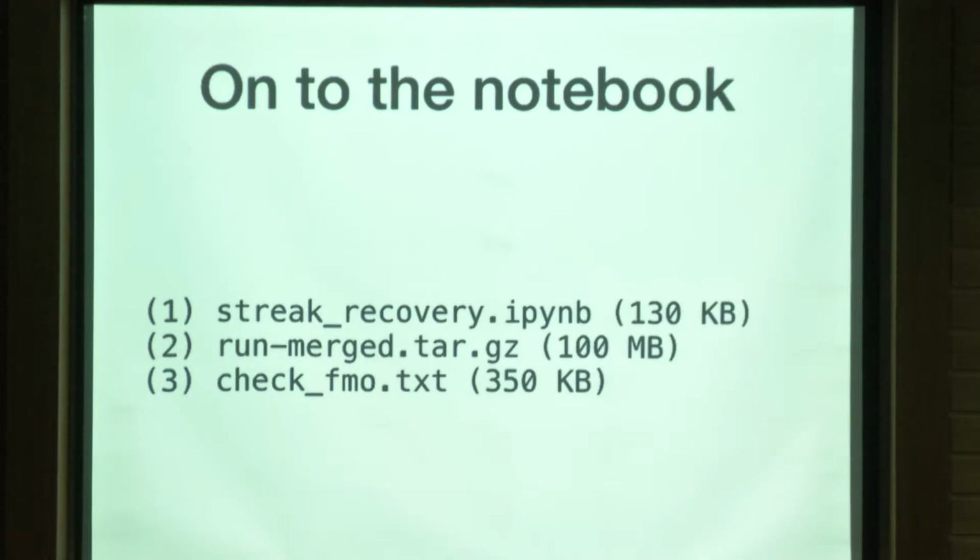So there is a file there called run-merged. I don't know if it has been untarred. Igor, so we have the tar file there, right? Not untarred. So I had provided the tar. So that's one thing that you'll have to do. And these are the kind of pre-processing things that many times you have to do. We'll need an untarred version of the file, so you'll have to untar that, the run-merged thing. And then there is a check fmo.txt. So these are the three things that you'll have there.